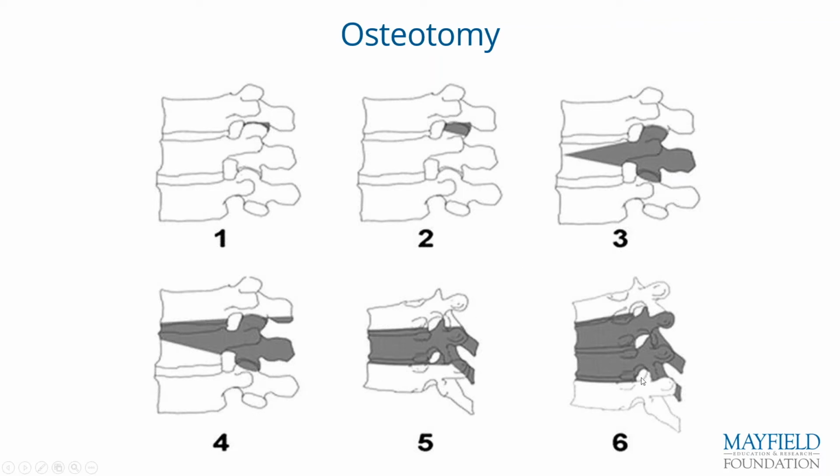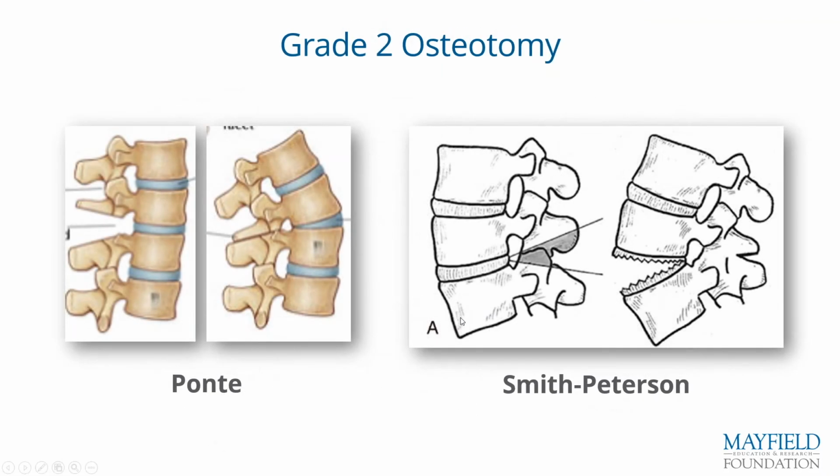And then grade 4, 5, and 6 are used pretty much only in the most extreme cases. But these you can really free up the spine and manipulate it into the shape you want, and realign the patient so they're in balance. So that grade 2 osteotomy is a very common technique. This is where we're just taking out the facet joint in the back.